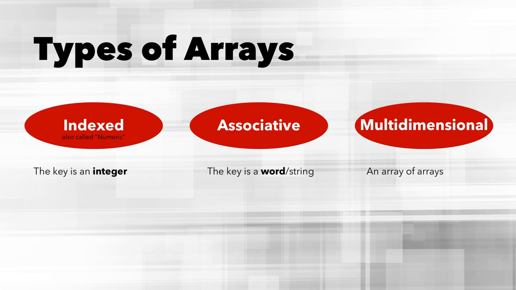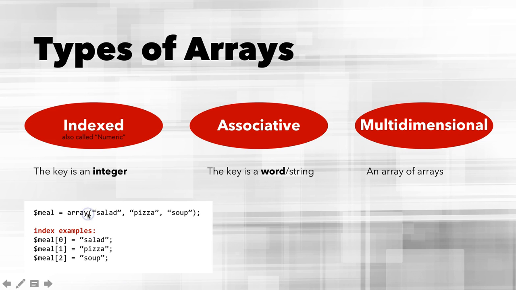There are 3 types of arrays: indexed, associative, and multidimensional. The key in an indexed array is always an integer. Use an indexed array when the order of the information matters. Sorting numerically is easy. You can see the key is located in brackets on the left, and the value it equals is on the right.